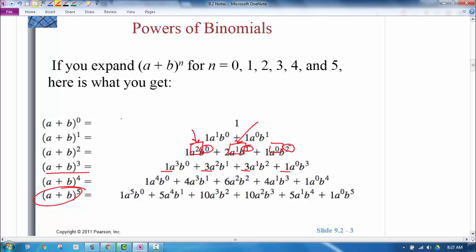Because as you know, if you had to multiply out a plus b to the 5th, that would take a while. You'd have to write it out 5 times. You have to FOIL the first 2, and FOIL the first 3, and then so on.